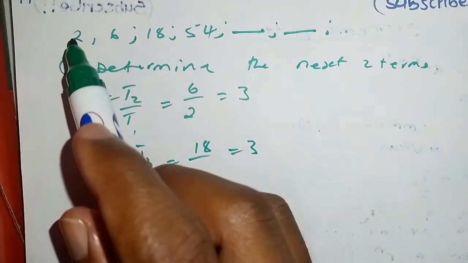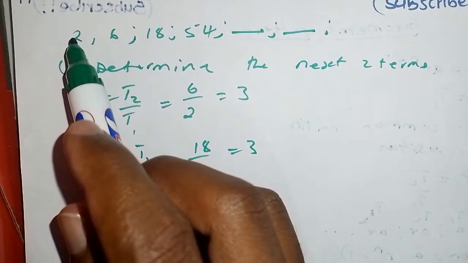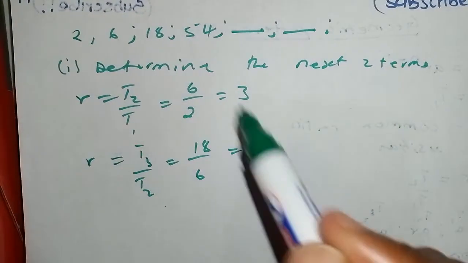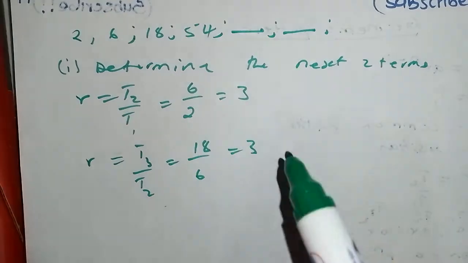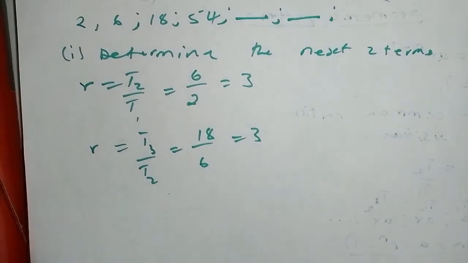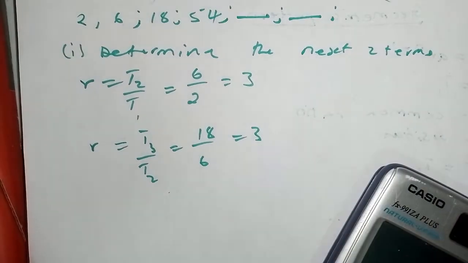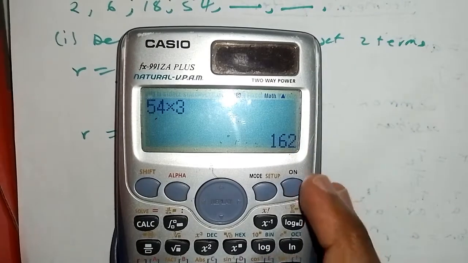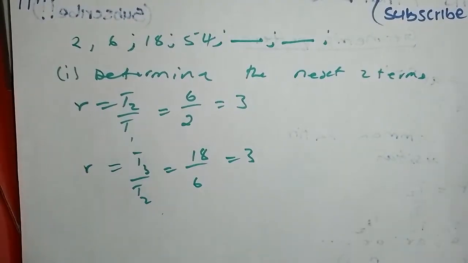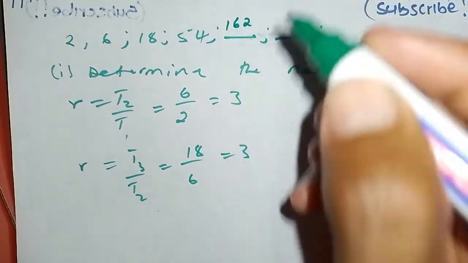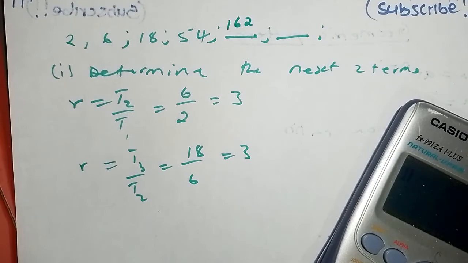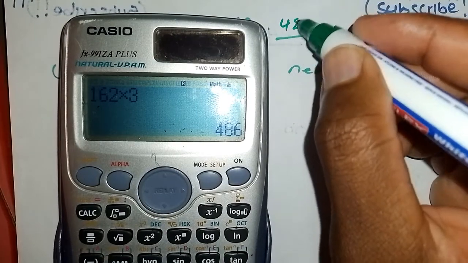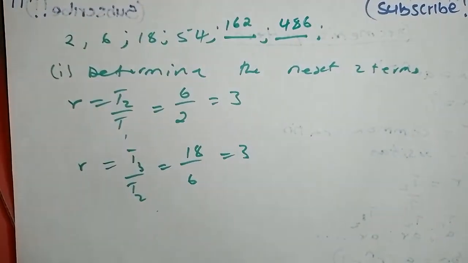It means when I want to move from here to here, I'm going to say 2 times 3, it's 6. 6 times 3, 18. 18 times 3, 54. Now, what is 54 times 3? Where's my calculator? 54 multiplied by 3, it's 162. You see? Then my next term here will be 162. And then 162 multiplied by 3 is 486. There. Right? This is how we continue.